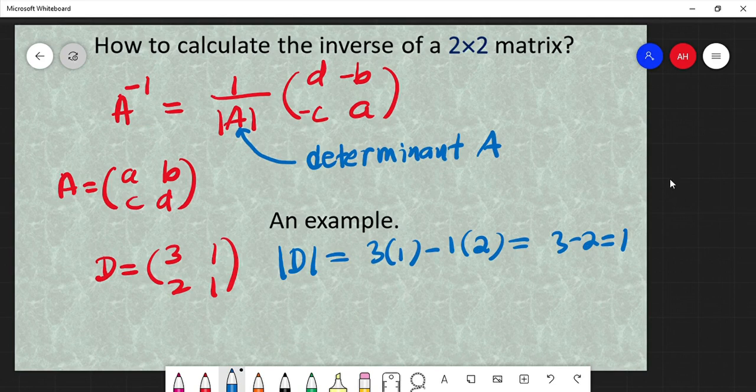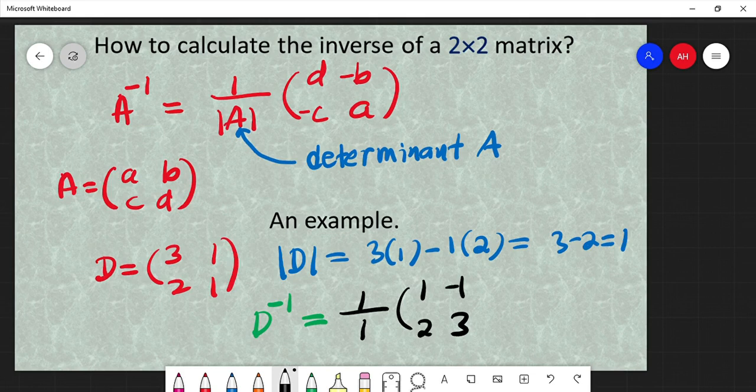We are very lucky here because the determinant of D is equal to 1, and 1 over 1 is equal to 1, so our calculation becomes much simpler. The inverse of D is 1 over the determinant of D, that is 1 over 1, multiplied by the matrix with D, which is 1, A, which is 3, B is 1, and C is 2, and we have to include the negative signs, like that.